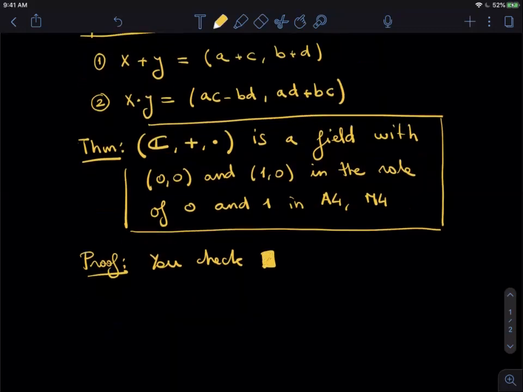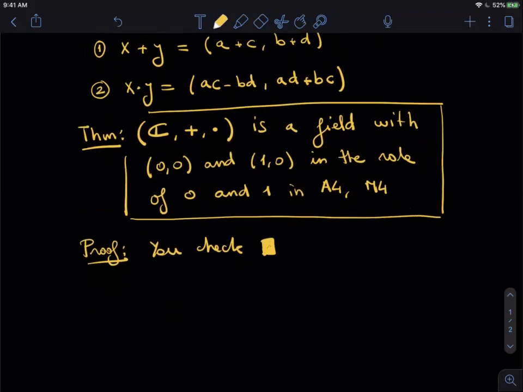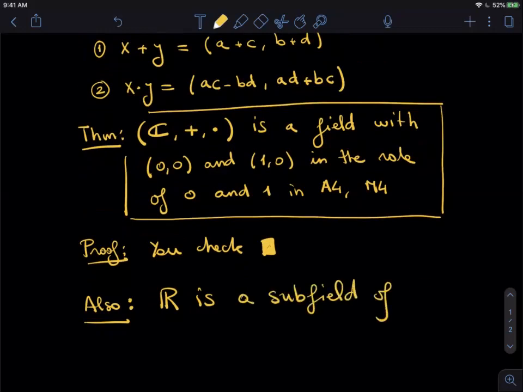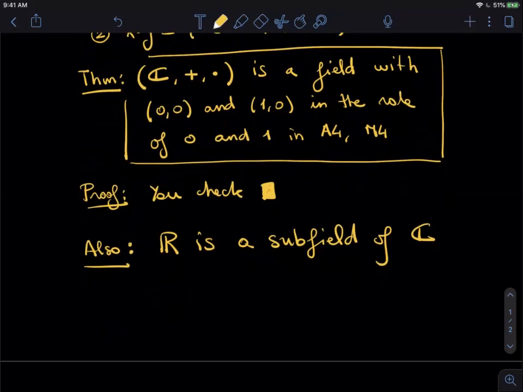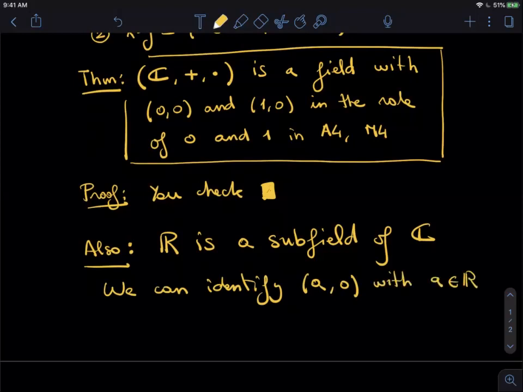All right. So one more thing that I wanted to mention is that the real numbers are a subfield of C. Here, what we need to realize is that we can identify the number (a, 0) with the real number a.